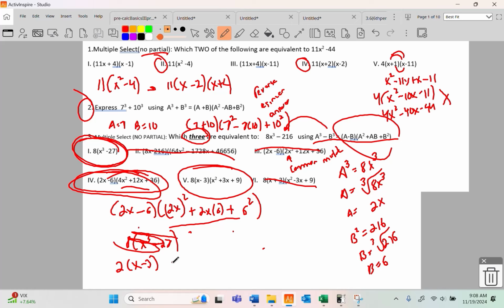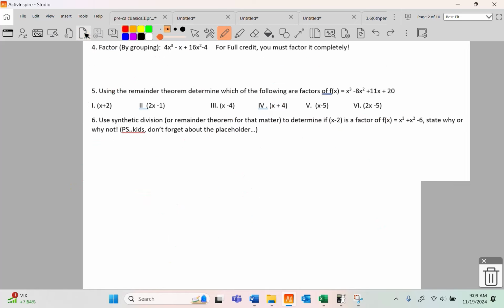Those are all divisible by 4. X squared plus 3x plus 12. And then if you take 2 and 4 and multiply them together, you get the 8. So plus 9. I don't know why I wrote 12. Plus 9. There you go. Not hard. Factor by grouping. It says for full credit, you must factor it completely.